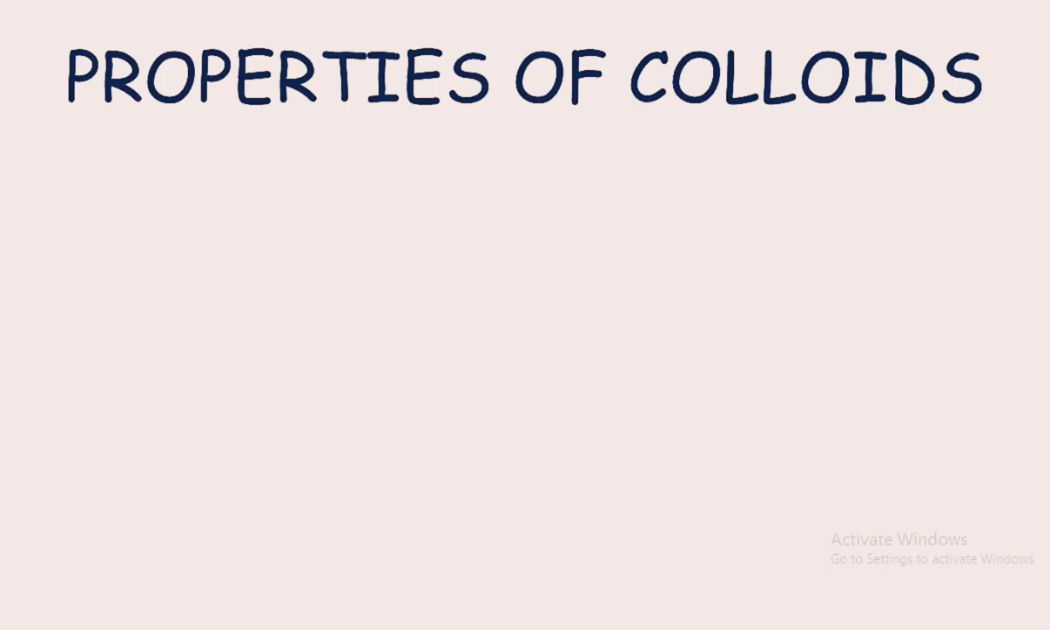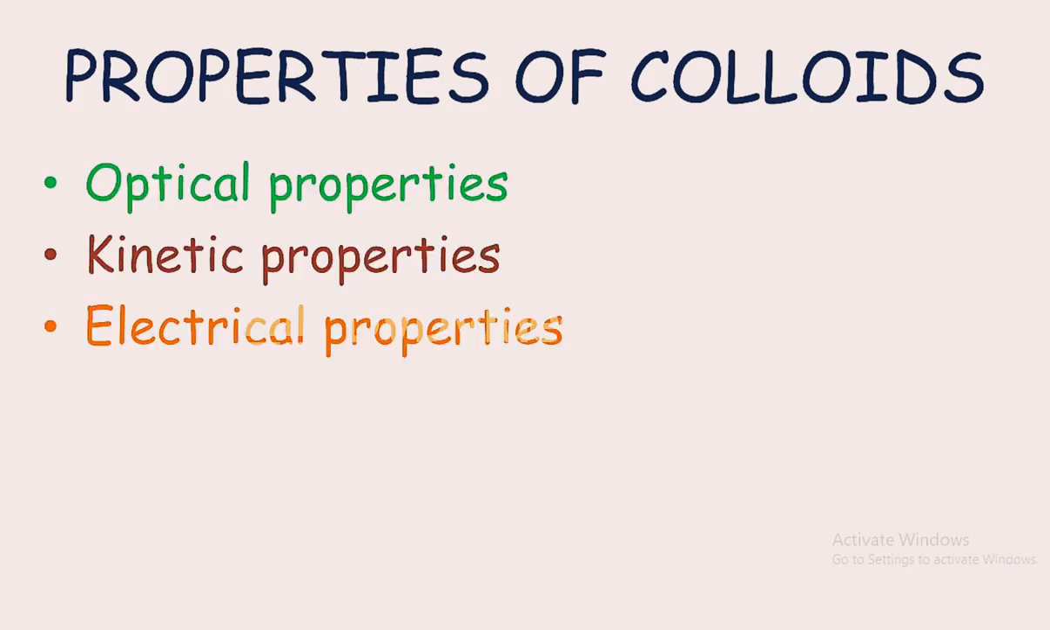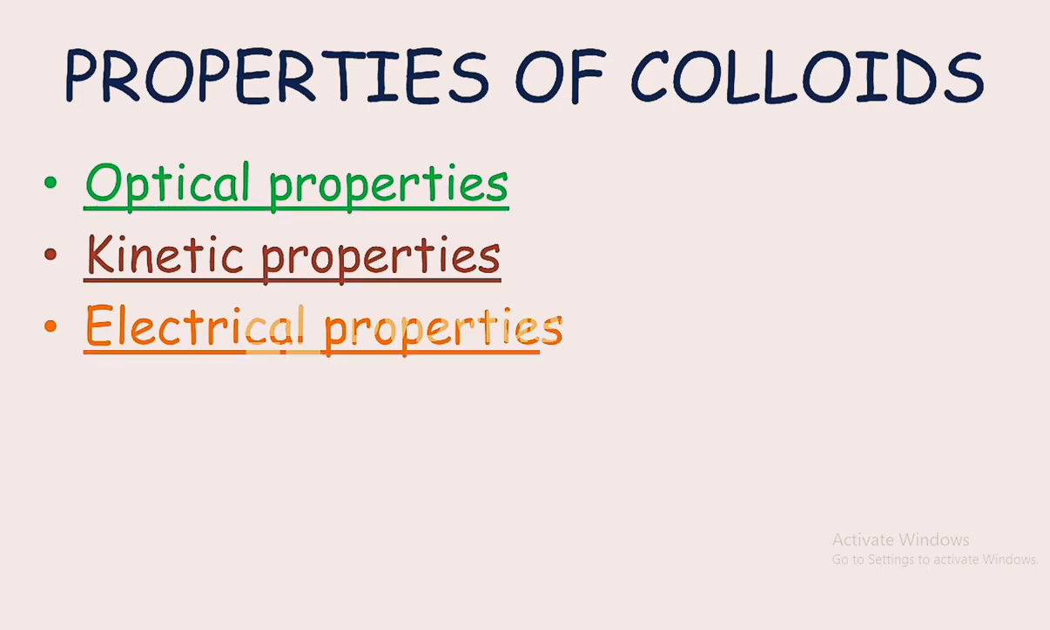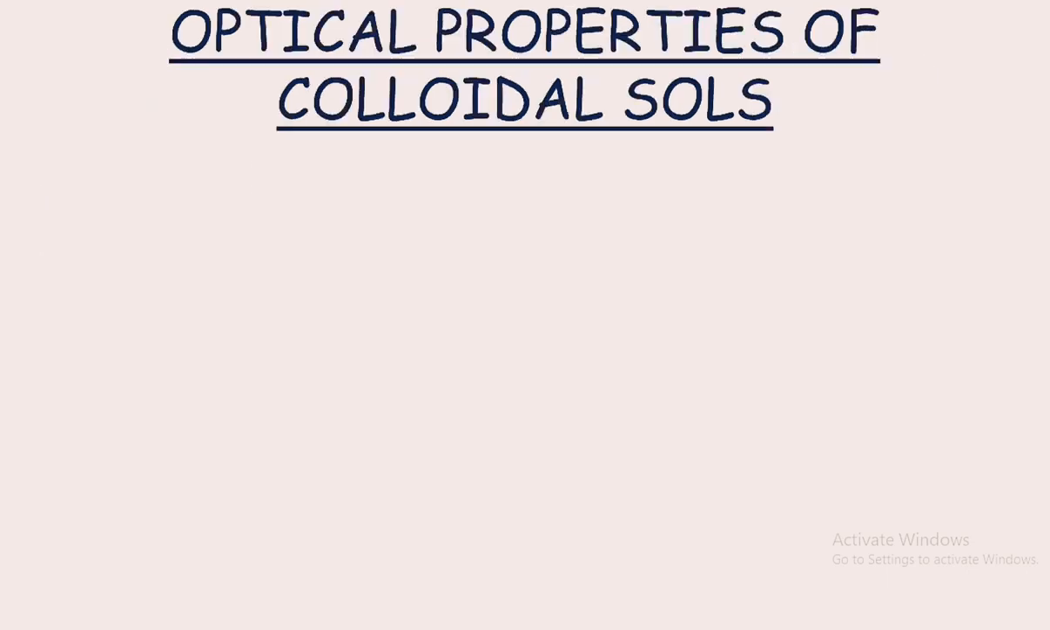Hello friends, today we will discuss the optical properties of colloids. Basically, colloids can be identified by three characteristic properties, which are optical properties, kinetic properties and electrical properties. We will discuss each of them one by one. So the first one is optical properties.